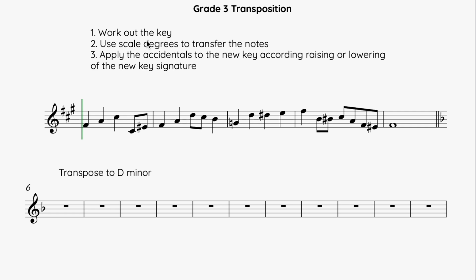All right, so the first thing is to work out the key of the original. Now in grade 3, the original key might be in a minor key. And so you need to be really careful that you understand what key it's in, because it's better to work out a transposition knowing the key, whether it's the major or the relative minor.